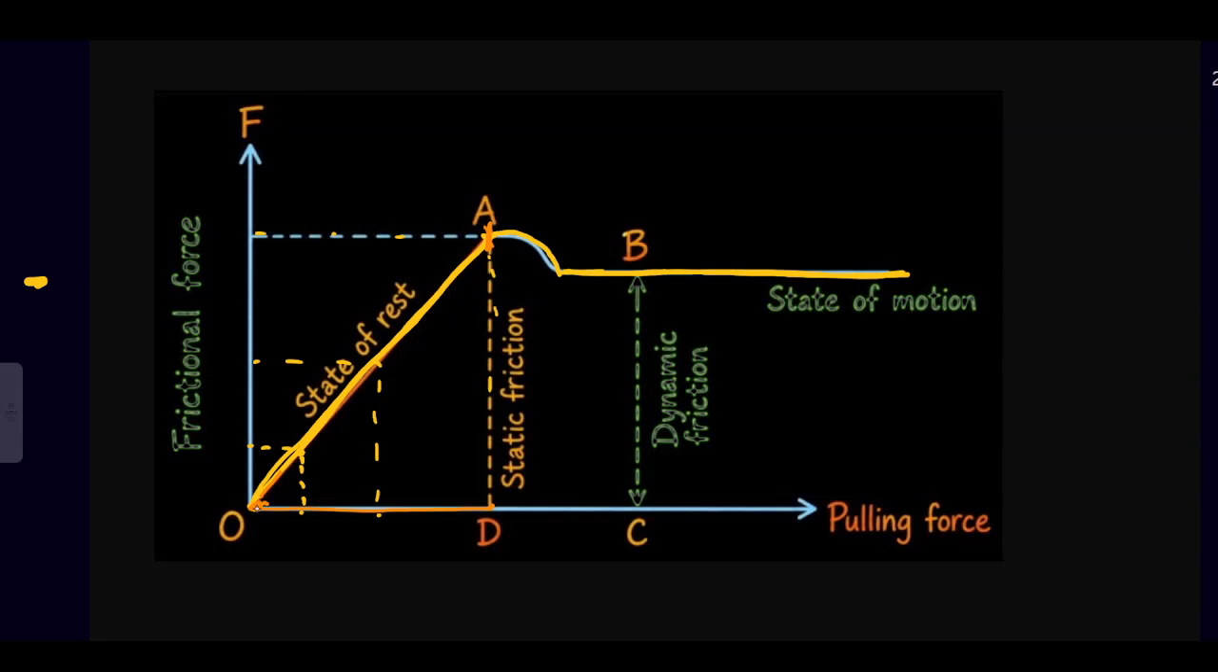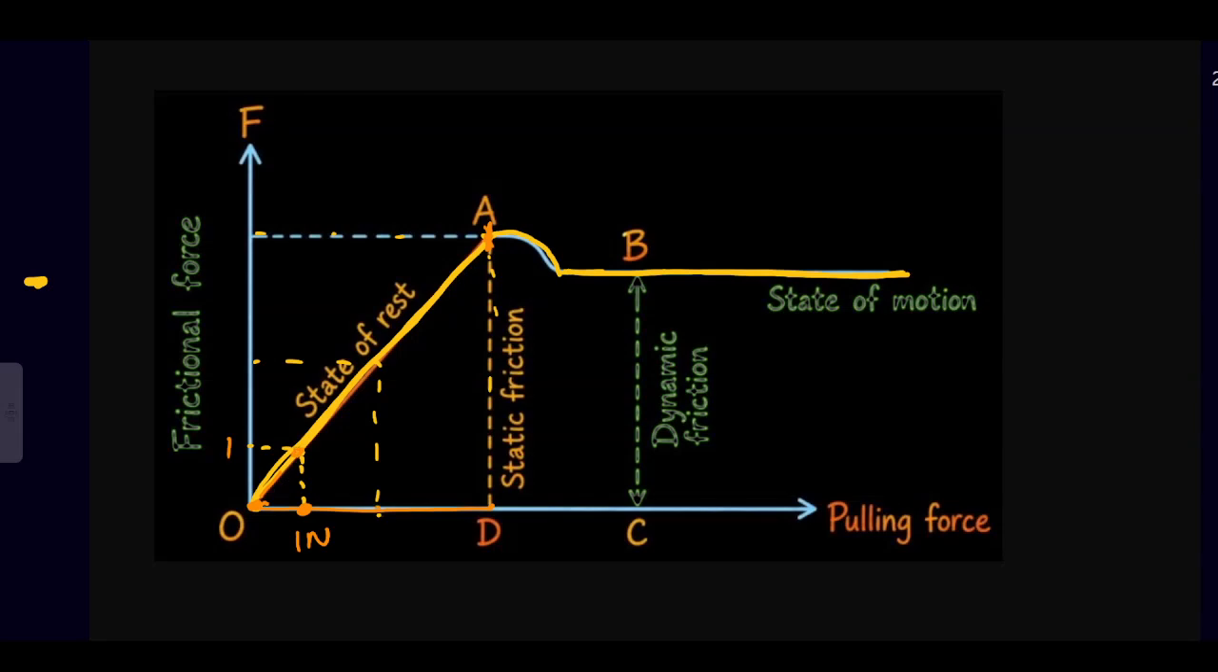When you apply 0 newtons, will the body move? No. Then how much is the frictional force? If the body is not moving, friction is equal to applied force. That's why this is the 0, 0 coordinate. Now let us say we apply 1 newton. Will the body move? Up to here the body is not moving. If the body is not moving, how much is the frictional force? 1 newton. So friction equals 1, and you see the coordinates 1, 1.